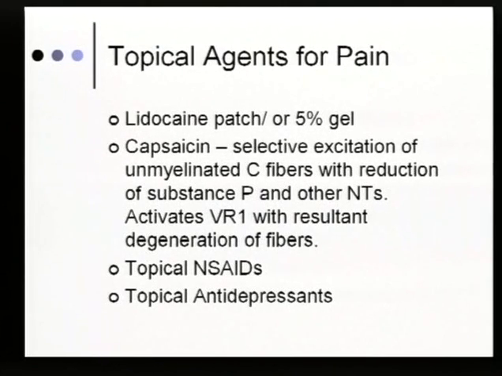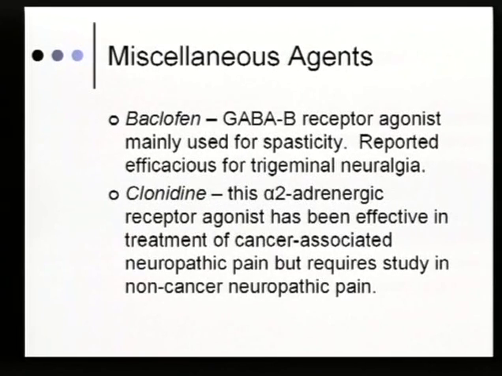Topical agents: lidocaine patch, capsaicin, this cream from the chili pepper that affects pain fibers, burns when you initially put it on, but then may cause some degeneration of nerve fibers that will help in the long run. And then some pharmacists are willing to whip up various other topical agents. Miscellaneous agents: baclofen, we're more used to hearing about that for spasticity, but it may help with pain, and clonidine.